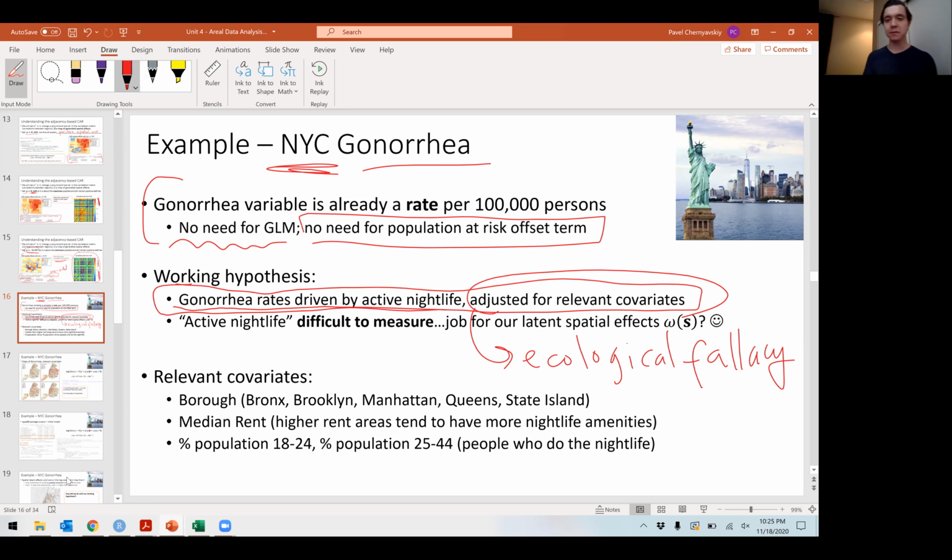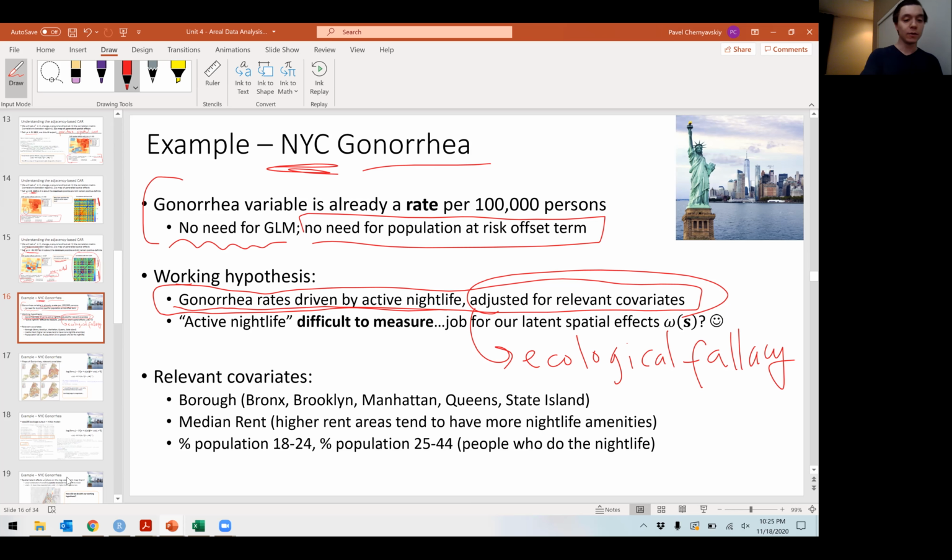Now, active nightlife is difficult to measure. What am I counting? Am I counting bars? There are all kinds of different bars, right? There are Irish pubs, and then there are sort of dance clubs. Which ones are contributing to gonorrhea? I have no idea.